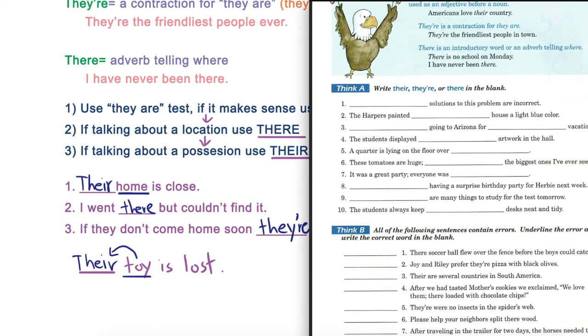Okay, so this is use the next step. Is it talking about location? Blank solutions to this problem are incorrect. No, I don't really see it. The sentence doesn't really talk about a place.